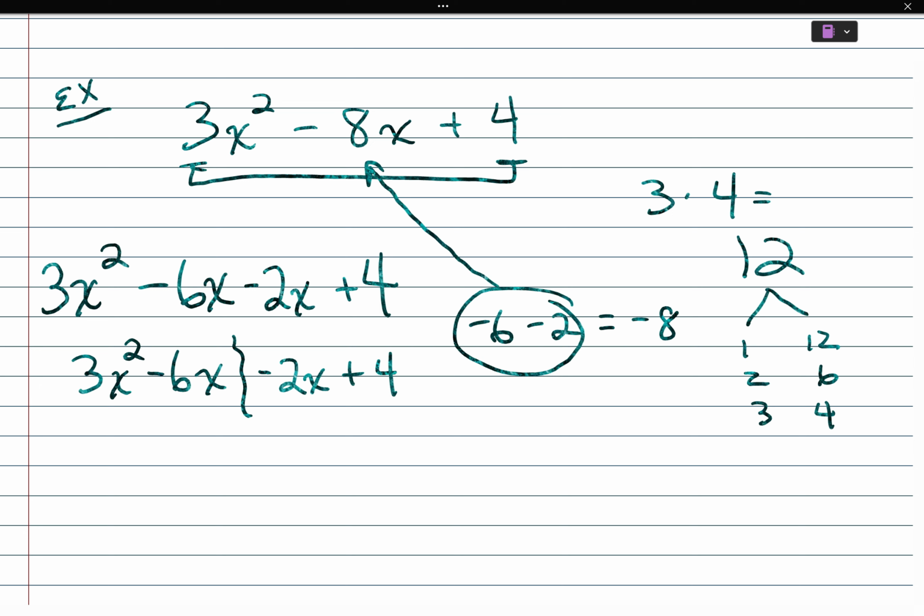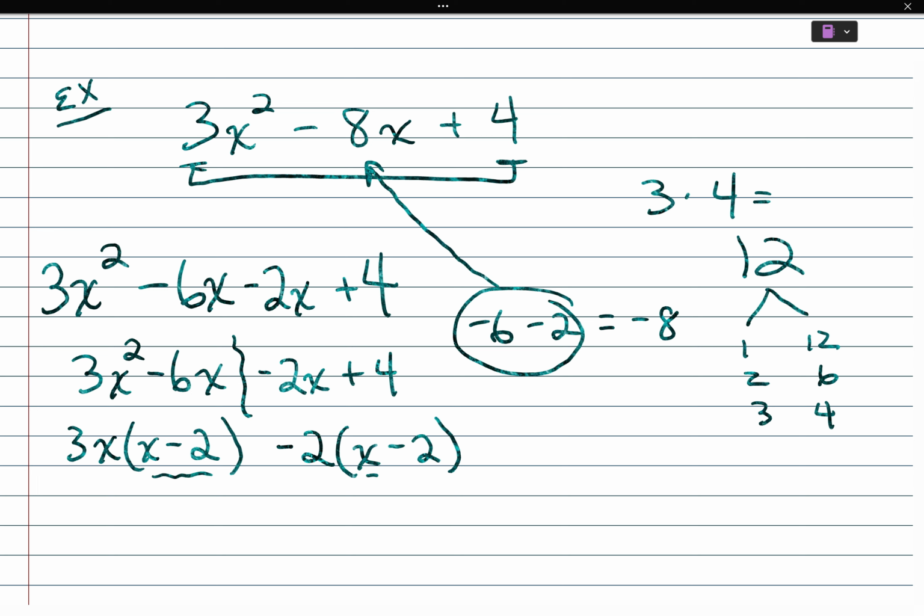Okay, so now I factor by GCF. The GCF is 3x. It goes into 3x squared x times, and it goes into negative 6x negative 2 times. The GCF of negative 2x and 4, they both have a 2 in common. The leading coefficient is a negative, so our GCF has to be negative. So negative 2 goes into negative 2x x times, and negative 2 goes into positive 4 negative 2 times.